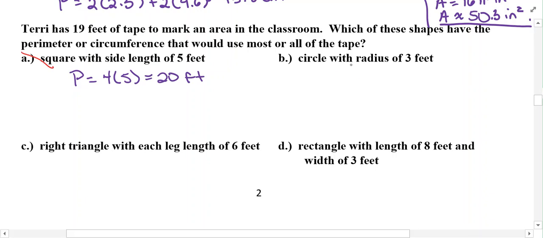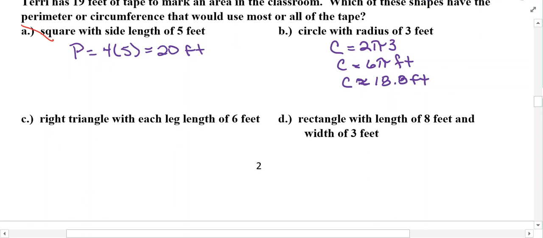B, circle with a radius of 3 feet. So the circumference would be 2 pi times 3. The exact answer would be 6 pi feet. That's not enough for us to tell whether it's 19 feet or less. So the circumference, putting it into the calculator, gives me approximately 18.8 feet. So far that one fits. Let's see if we can get something that's closer.